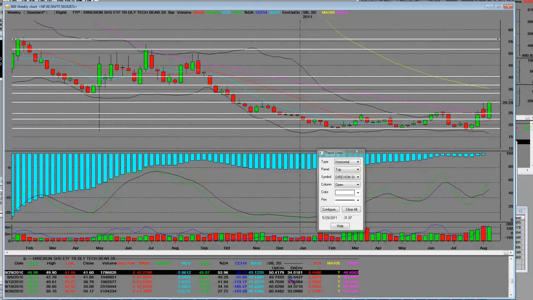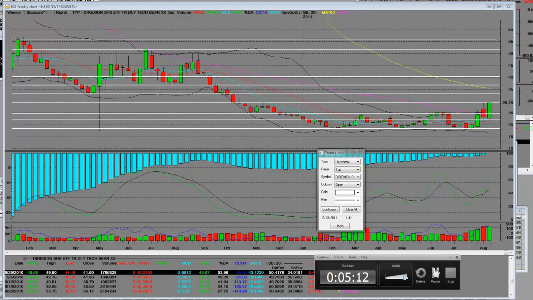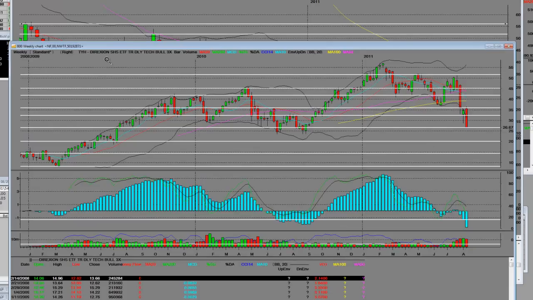Now, on the other hand, we can see clearly here the TYH. And you can see where that had multi-weekly breakouts over here, and multi-weekly breakouts at the end of that 2009. This is where it started right here on a weekly level.